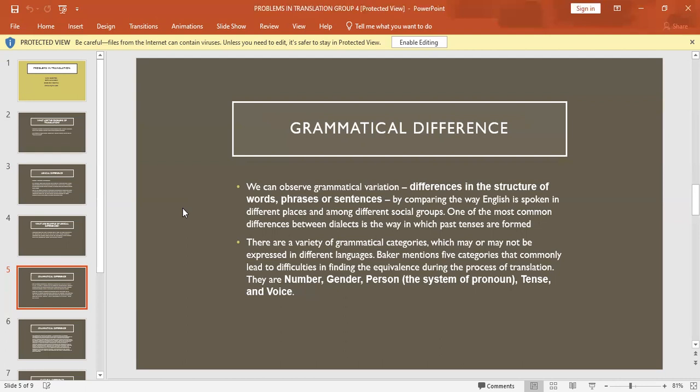Baker mentions 5 categories that commonly lead to difficulties in finding equivalence during the process of translation. They are number, gender, person or the system of pronouns, tense, and voice.